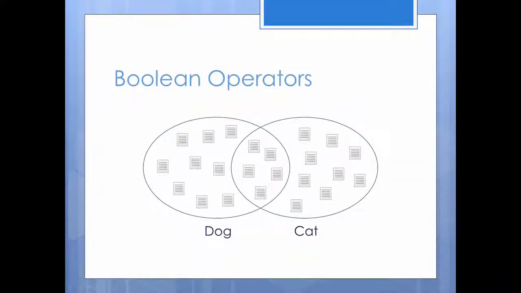To understand how Boolean operators work, let's look at this Venn diagram. Suppose that all of the articles in the left oval include the word dog, and all of those in the right oval include the word cat. Those in the middle include both. If we search this database for dog and cat, only the articles that include both words will be returned in our search results. We will retrieve fewer results than if we had searched only dog.